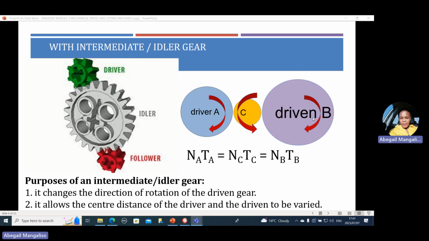So gears that are in mesh have a relationship. Also, the input has a relationship with the output gear, because the velocity ratio, which is VR, is given as the effort distance. So effort will be the input divided by the output. So there will be a relationship between the input and output.